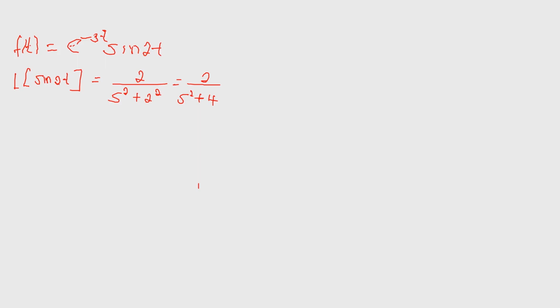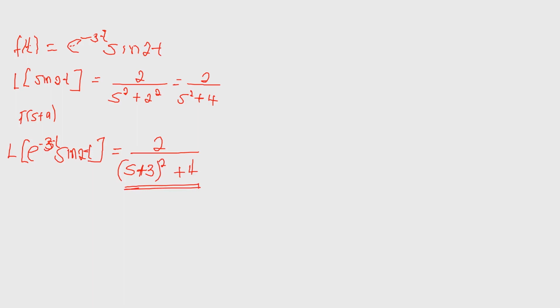So don't forget that the formula says F(s plus a). In whatever you have, you are going to add a, and here your a is 3. According to what we proved earlier, if it is e raised to the power of minus 3t, then your a is going to be positive, and if it is e raised to the power of plus a, then your a is going to be negative. So the Laplace transform of e raised to the power of minus 3t sine 2t is equal to 2 over, instead of writing s, we are going to write s plus 3 squared plus 4. That is it.